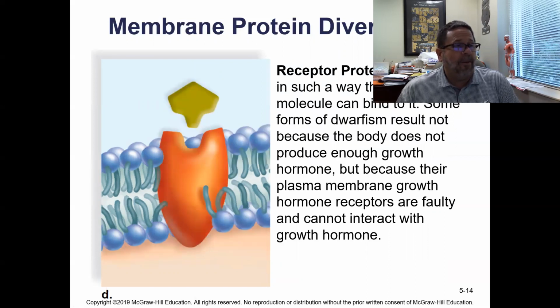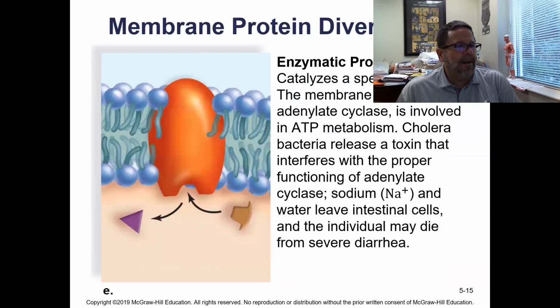Then there are receptor proteins for hormones and other cell signaling mechanisms. And sometimes a protein has an enzymatic function inside to catalyze a reaction. There's another good one there. Cholera bacteria release a toxin that interferes with the proper function of probably the most famous internal enzyme, called adenylate cyclase. This messes up the sodium and water levels. Water leaves the intestinal cell and you end up dying from severe diarrhea, which is a bad way to go.